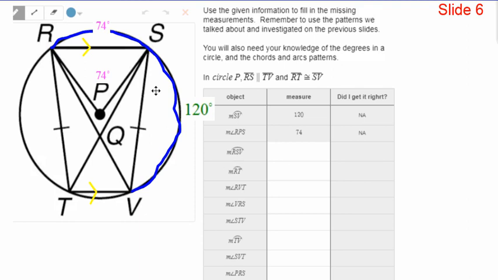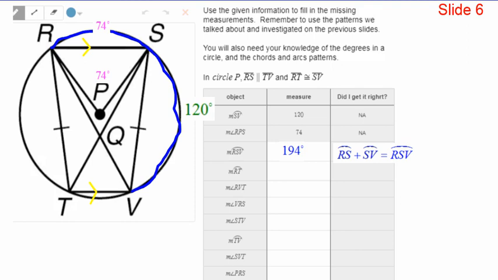So if I wanted to find arc measure RSV, outlined here in blue, we can see that it's made up of two individual arcs, RS and SV. So to find its length, we could add those together and we'd have our value. Well, our total should be 194 degrees.